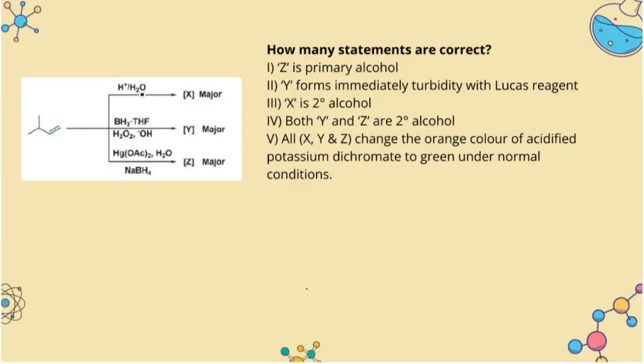One is simple addition of water in acid medium. The other one is borane in tetrahydrofuran, that is a solvent, followed by peroxide in basic medium. Then the third condition is oxymercuration, demercuration. When you look at all these reagents, you should know that the alkene is converted to alcohol. But none of the alcohols are the same. They are three different types of alcohols.